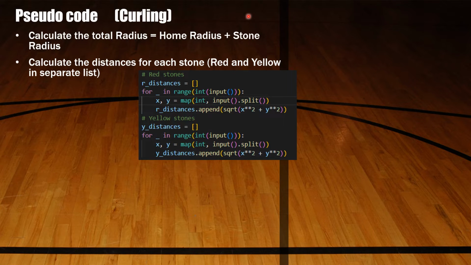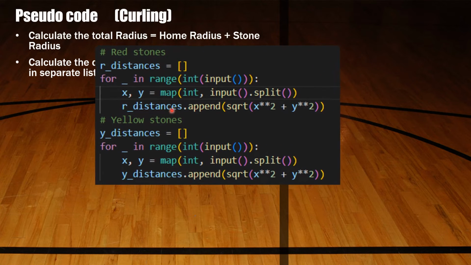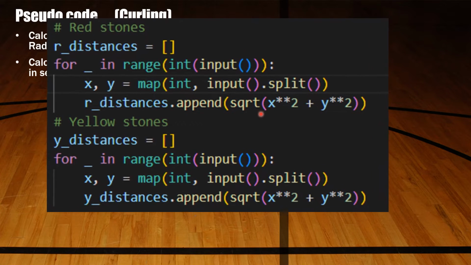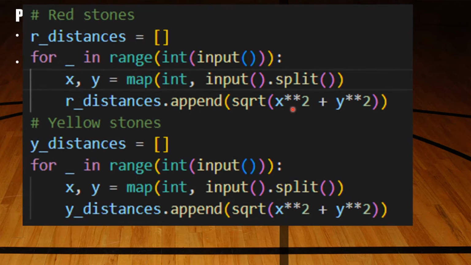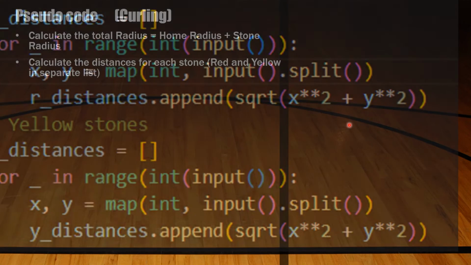So you have to loop through each of them, read the x and y, and save their distances. For that I'm using a square root function: the square root of x square plus y square. This is nothing but the Pythagoras theorem.